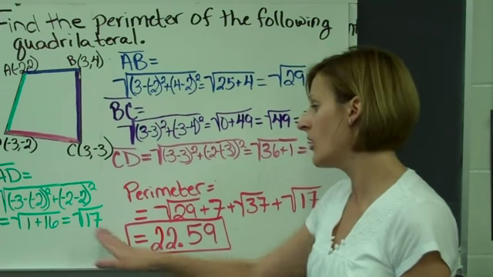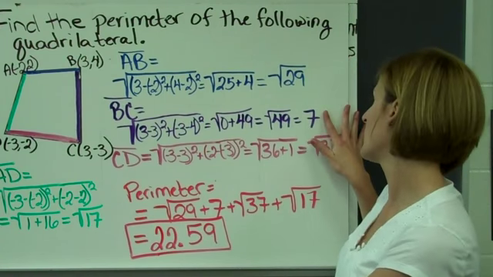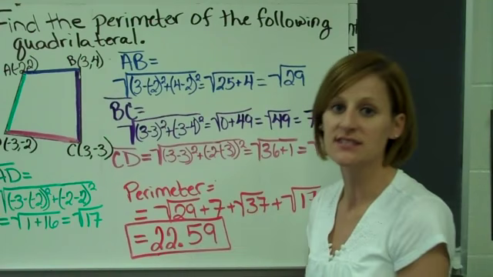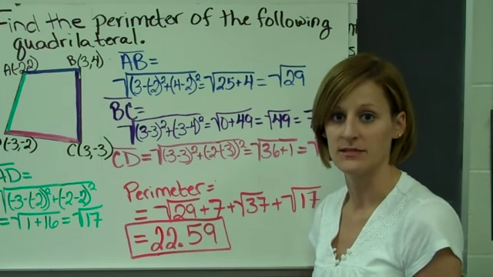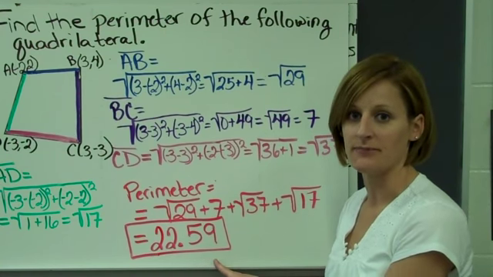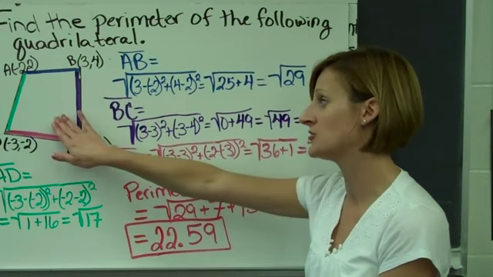Now, to find the perimeter, I'm going to add the square root of 17, square root of 37, square root of 7, and the square root of 29 all together. And that's where I'm going to round once I add all of them together. And you should get 22.59. And that is your entire perimeter around this quadrilateral.